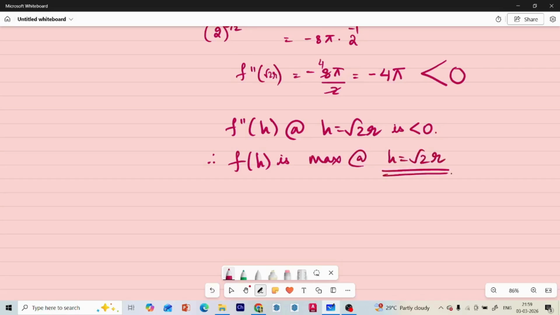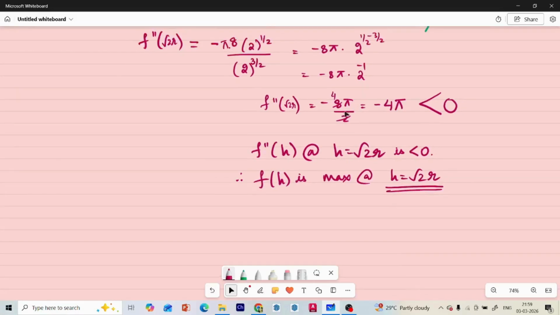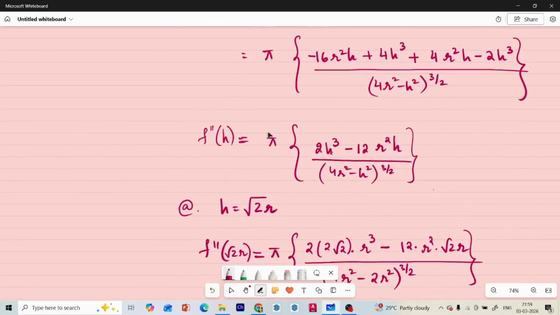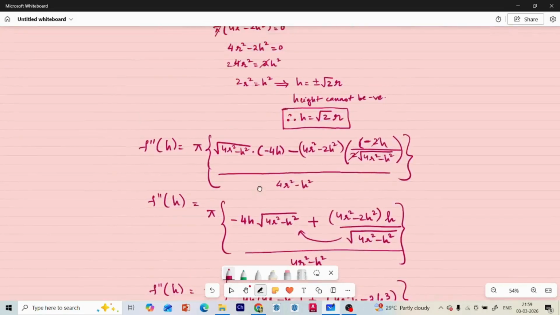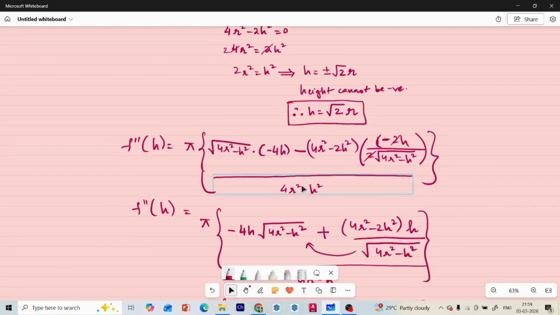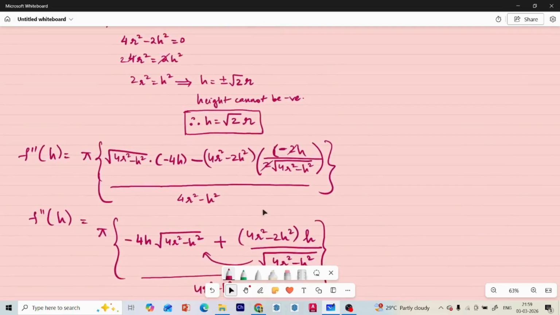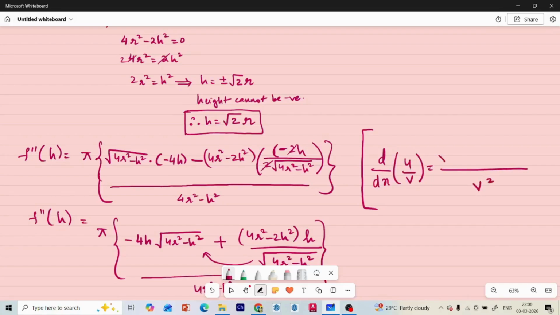So actually in this problem, getting your h is equal to root 2r is quite easy. After that, checking f double dash h is the hassle, because we have to apply the u by v rule. So d by dx of u by v is equal to v u dash minus u v dash by v square, with v square in the denominator. We are applying this principle and solving.